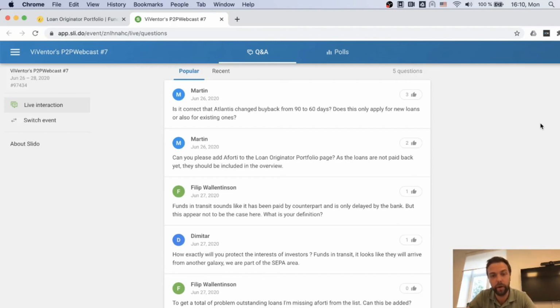So question number 3. Philip is asking that funds in transit sounds like it has been paid by counterpart and is only delayed by the bank, but this appeared not to be the case here. What is your definition? So yeah, in the beginning I tried to define this explanation, how we see funds in transit and what logic we put behind it.